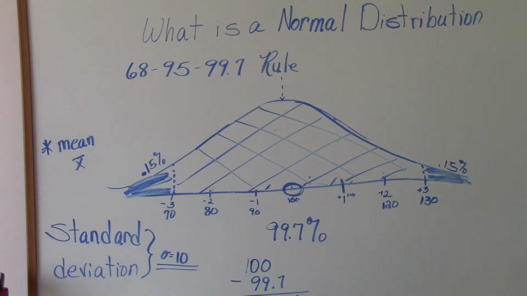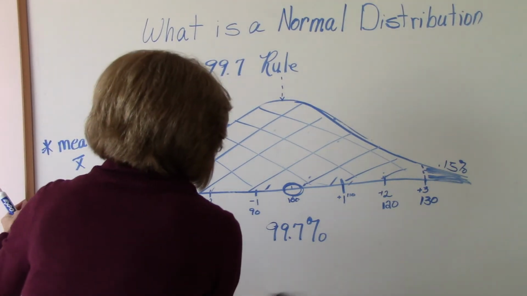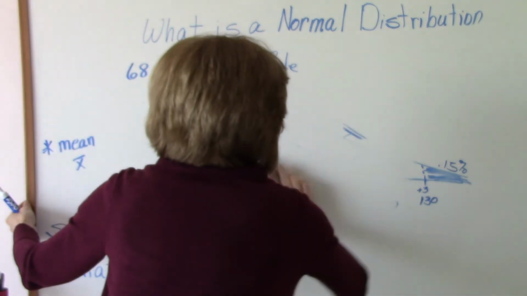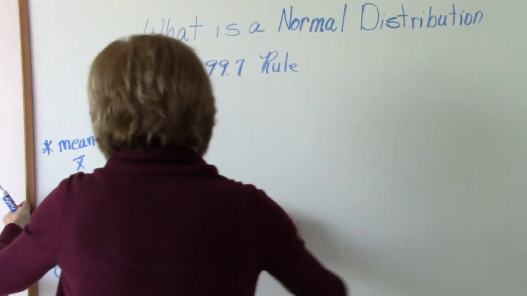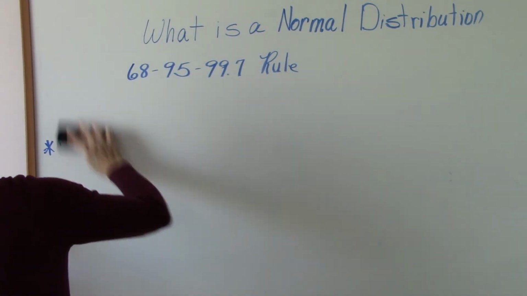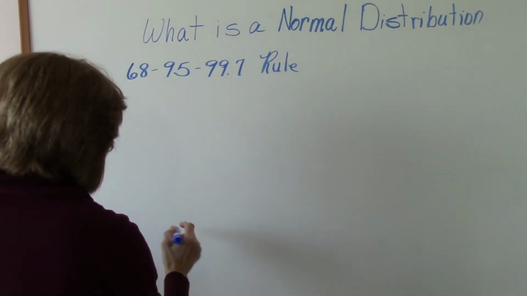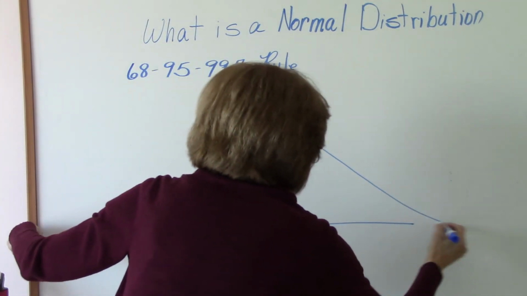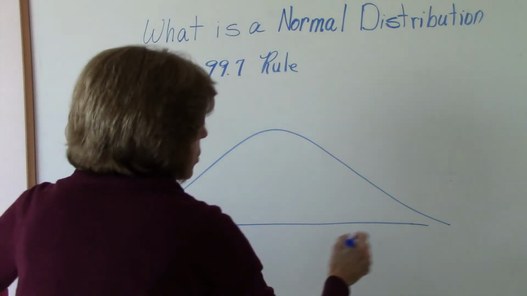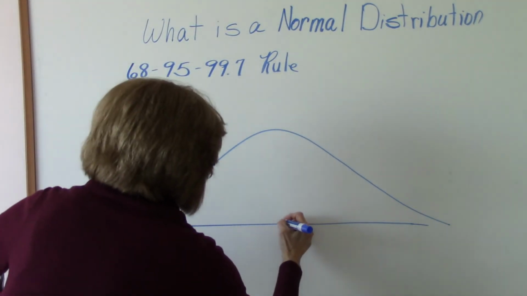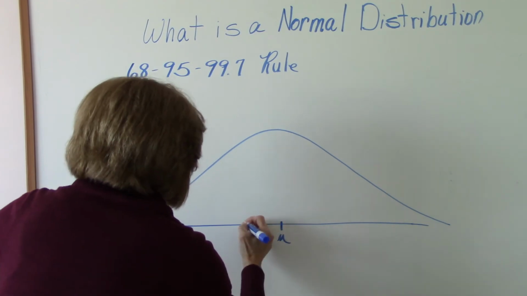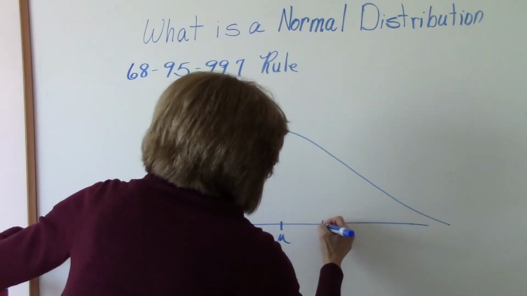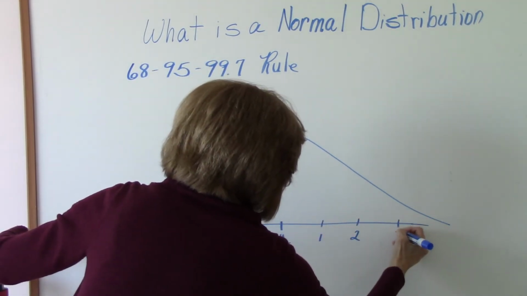Now, I'm going to erase this and divide the graph up again, because a lot of our questions about the normal distribution curve deal with not just between -1 to +1 standard deviations of the mean. Often, we're looking at different kinds of chunks. So here's my mean, and I've got my -1, -2, and -3 right here, and 1, 2, and 3 right here.